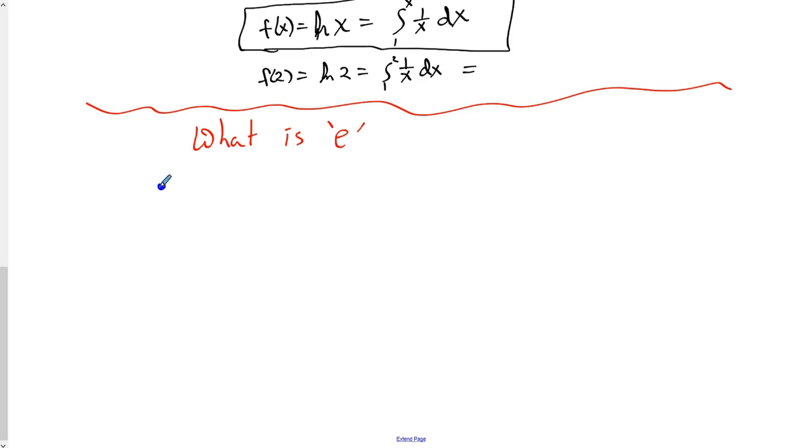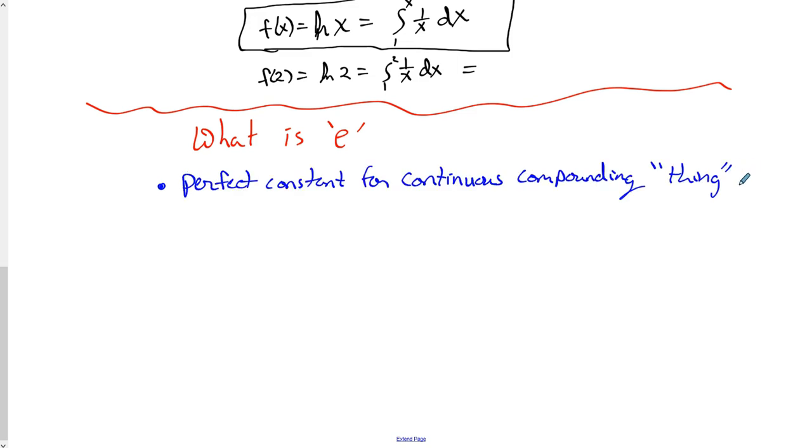So I want to just go back and reiterate what we learned in pre-calculus. e is the perfect constant for continuous compounding things. Okay, so e is irrational. It's an irrational number, where e to the 1 is approximately, let's see, I did have this on my calculator, 2.718, 2.7182, you know, and dot, dot, dot, like this value goes on and on forever.